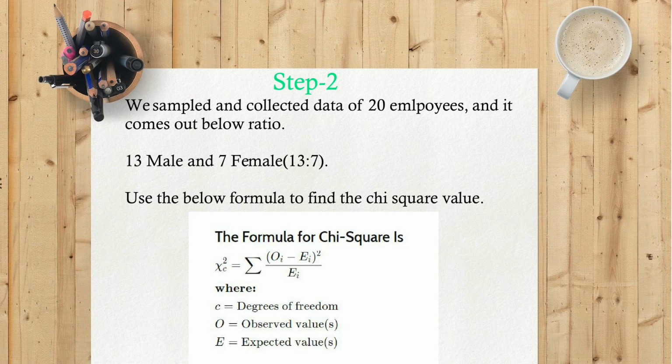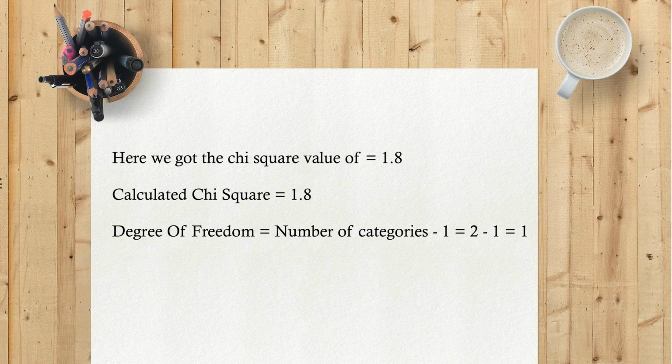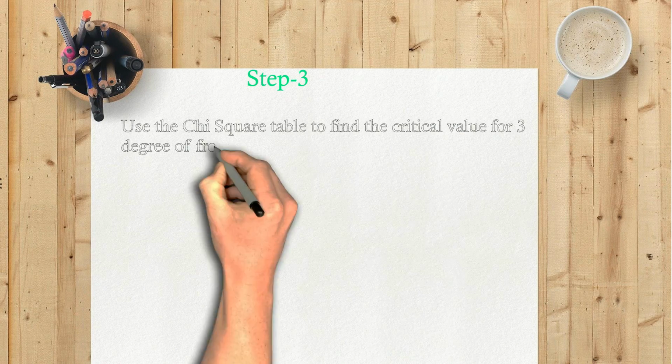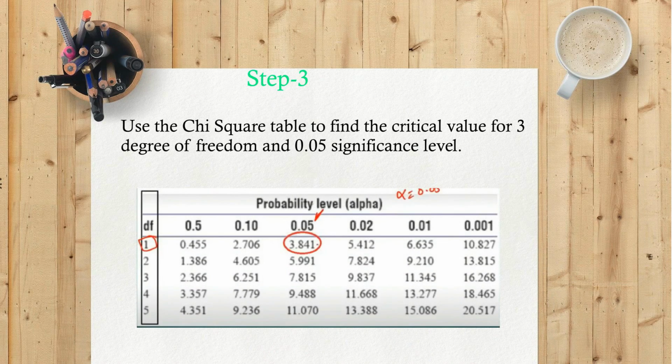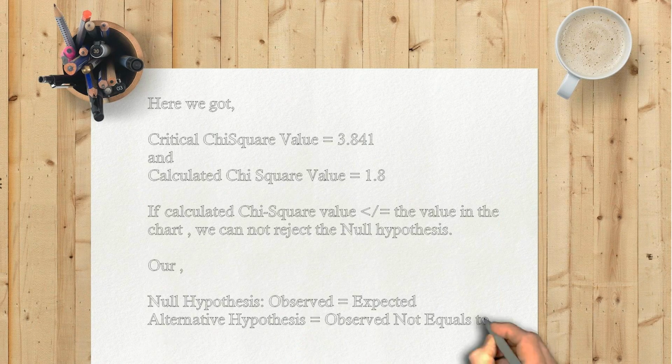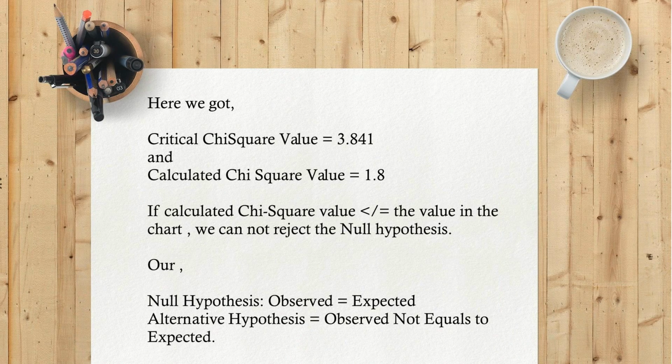Here we got the chi-square value equals 1.8. Calculated chi-square equals 1.8. Degree of freedom equals number of categories minus 1 equals 2 minus 1 equals 1. Step 3. Use the chi-square table to find the critical value for 1 degree of freedom and 0.05 significance level. Here we got critical chi-square value equals 3.841 and calculated chi-square value equals 1.8.